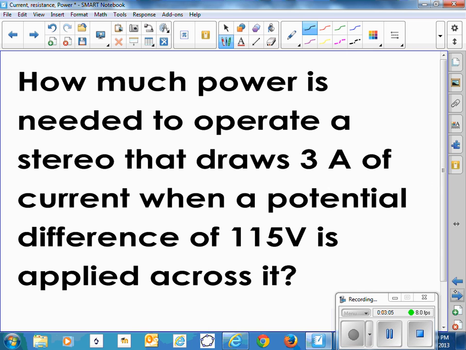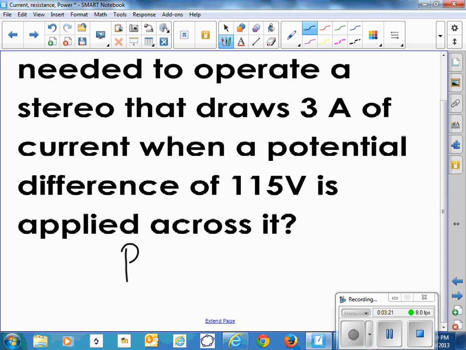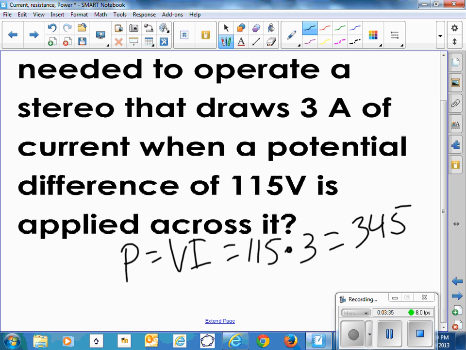So how much power is needed to operate a stereo that draws 3 amps of current when a potential difference of 115 volts is applied across it? Power. Well, power is voltage times current. Sometimes we call it 120, sometimes we call it 115. So that would be a 345 watt stereo.